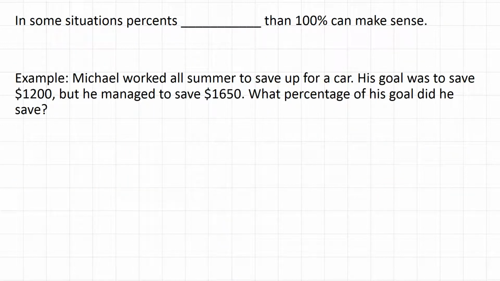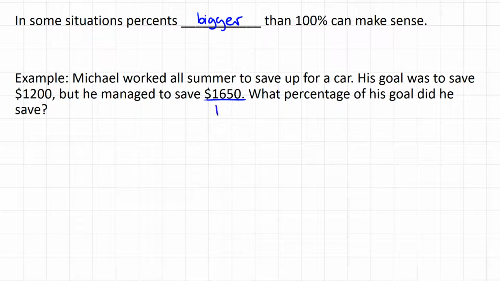Occasionally there will be situations where percents bigger than 100 can make some sense. Even though we're talking about percent in terms of parts and wholes, how can a part be bigger than a whole? Well, I'll show you here. So Michael worked all summer to save up for a car. His goal was to save $1,200, but he actually managed to save more than that. He managed to save $1,650. What percent of his goal did he save?